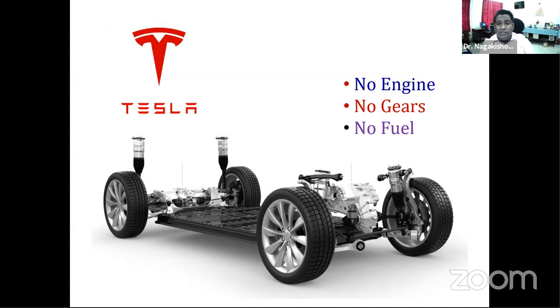We can imagine it, you can imagine it, but the thing is going on in the US by Tesla. So then what will take care of this? If there is no engine, no gear, no fuel, then what can take care of it?